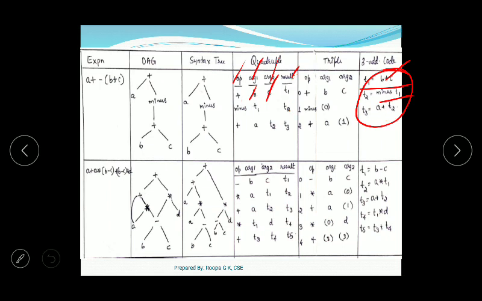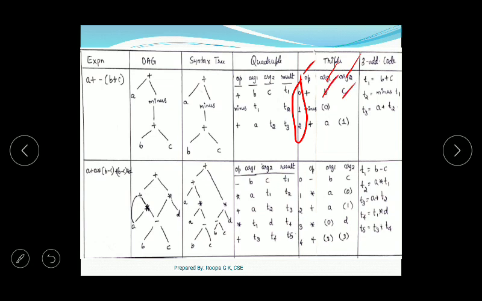Quadruple and triple representation is very easy. You can easily follow. In triple representation, you have the index here. See, observe the 0, 1, 2, 3 index. Op, arg1 and arg2, B plus C. Okay, so operator is plus, argument 1 is B, argument 2 is C. Its result is stored in index 0.